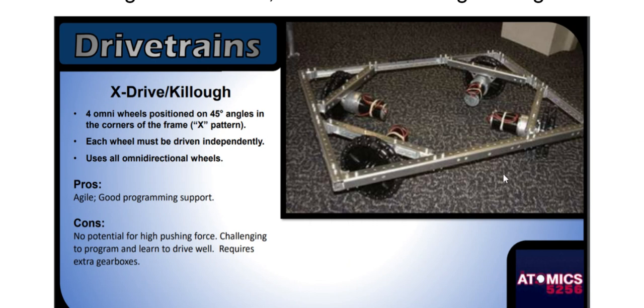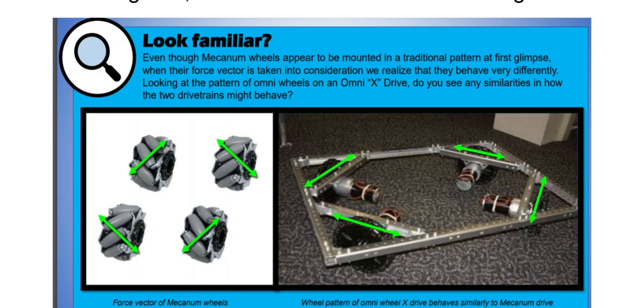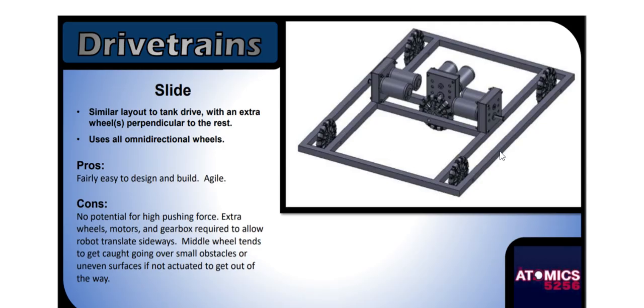Again, xDrive is literally just mecanum, but you're using omni wheels, and now you've mounted the wheels themselves at 45 degrees instead of the rollers. That should be pretty simple. Does everyone understand how this drivetrain works? What is this one called? Slide? Okay, sure, we can call it slide. Does everyone understand how the slide drivetrain works? Actually, I like H-drive. H-drive is better. Does everyone understand how the H-drive works? Yes. Okay, perfect. Awesome.